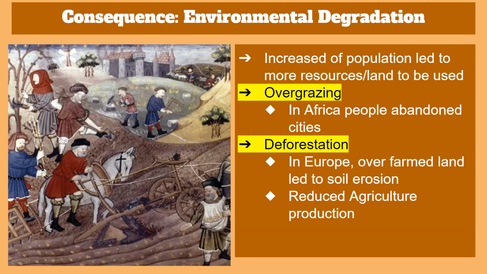Deforestation was also a major negative consequence of exchange networks, specifically in Europe. Again, there's not a lot of land to farm in Europe, so they were destroying their forests to make land to farm, and this led to soil erosion, which reduced agricultural production, which reduced the amount of food for people to eat. So while in China you see the increase in population, in Europe you see the decrease in population.